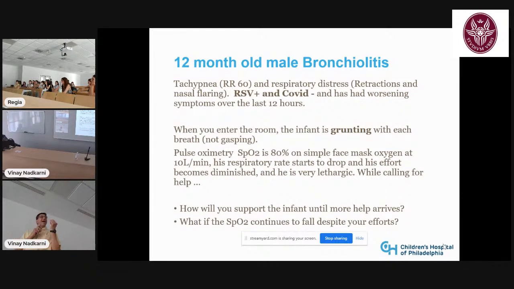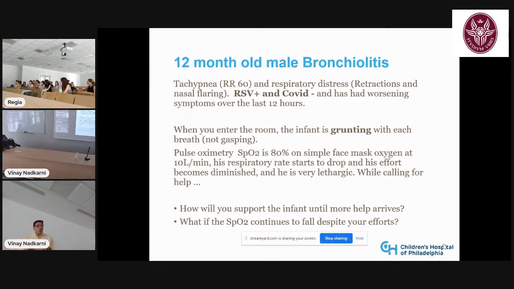So let's think about how we would support this child. This is a respiratory emergency. What if the saturation continues to fall despite your efforts? What are some of the initial things that you're thinking of that could be done to improve the situation right now? Just call out some suggestions. What do you think?